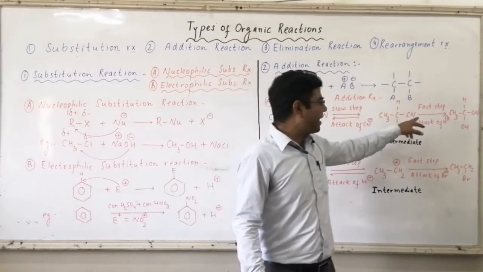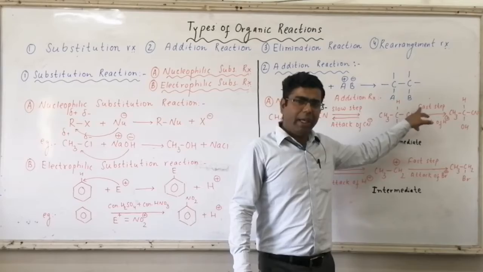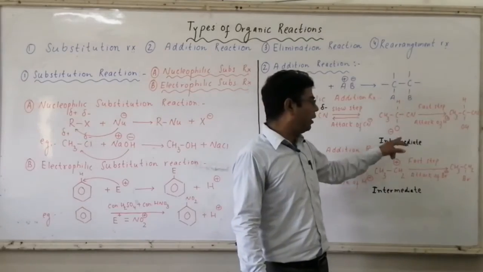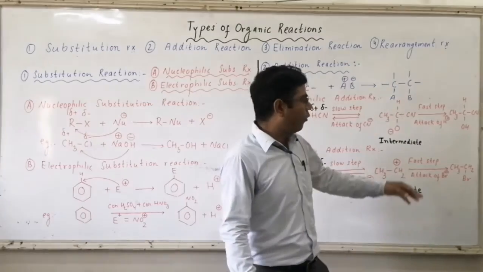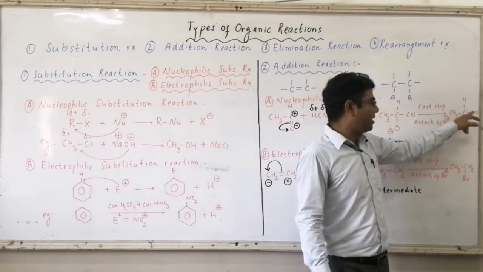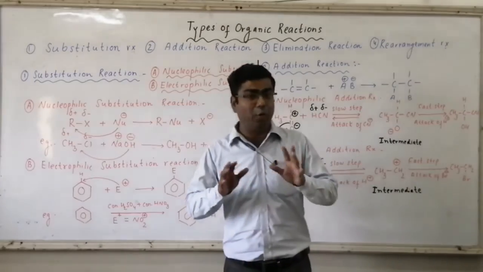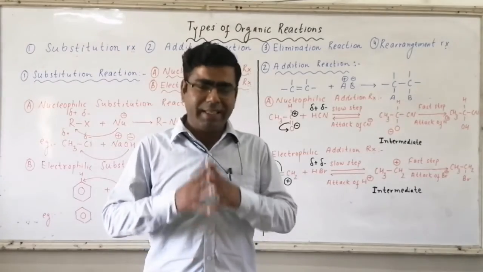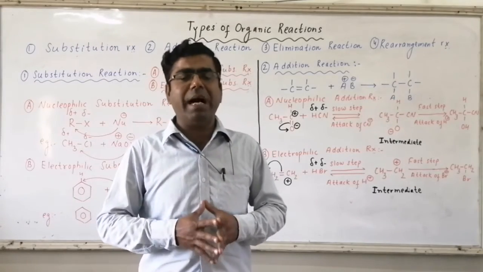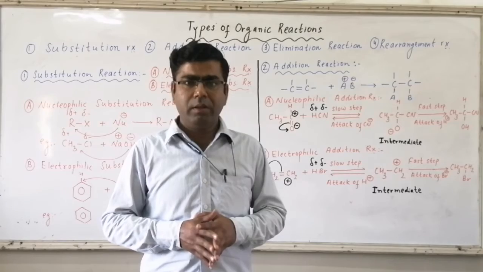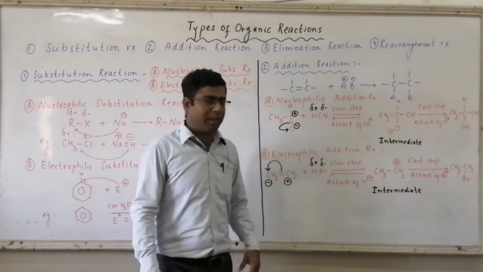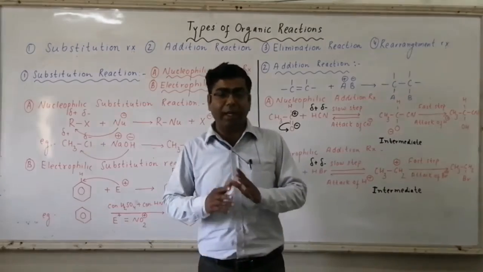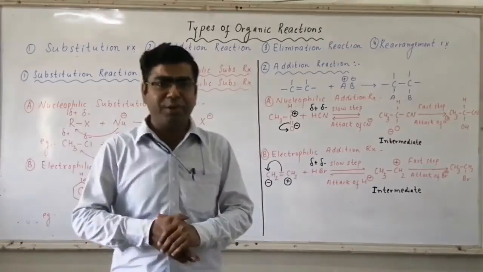So step number second is your fast step. In this step, attack of H plus ion will take place. Definitely H plus will attack the O negative, as a result of which we will obtain CH3CH(CN)OH. These compounds are called cyanohydrin. Cyanohydrins are the organic compounds in which a CN group as well as an OH group is there. So in nucleophilic addition reaction, attack of nucleophile is followed by attack of electrophile. The reaction is called nucleophilic addition reaction.